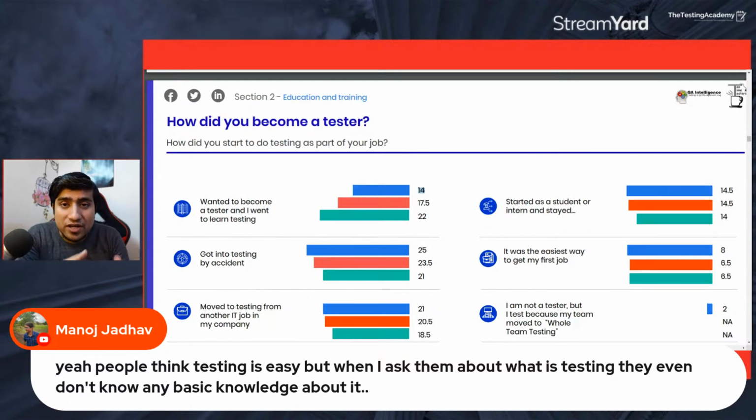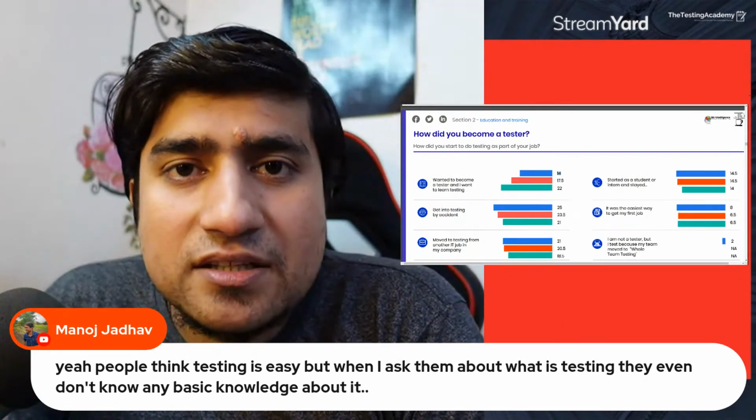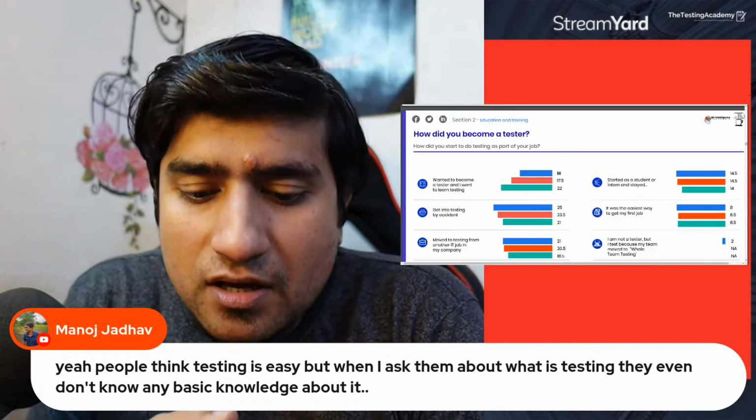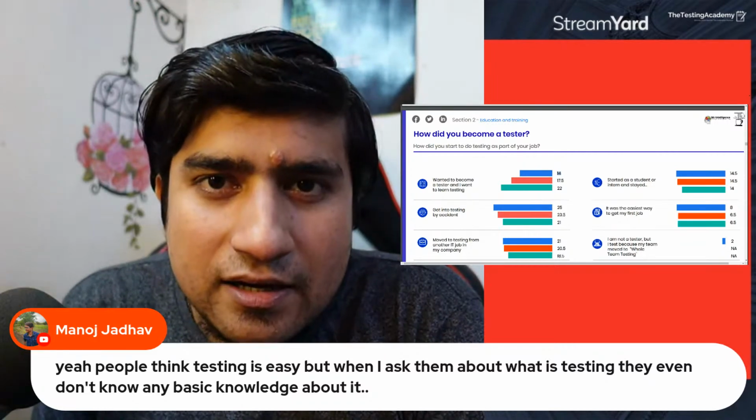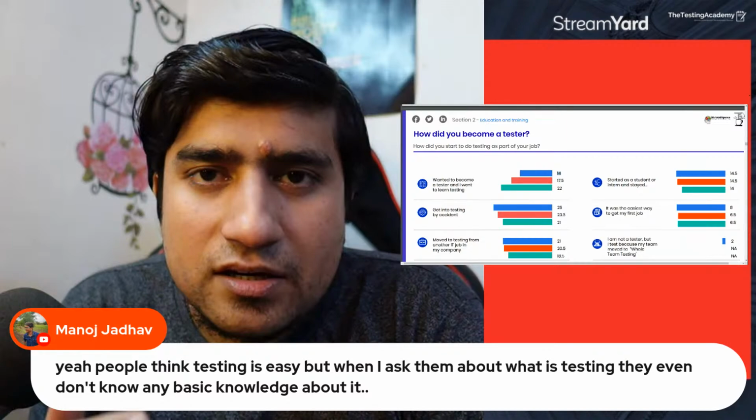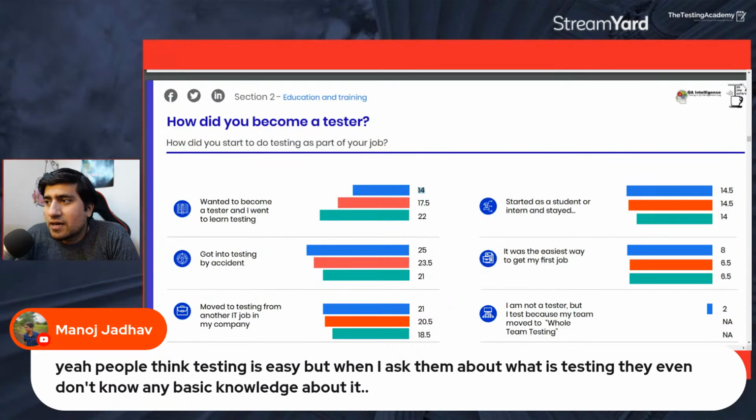So the people who are moving from another job to software testing have this perception that it's an easy job, that's why they can move to it. But no, right? This is a very interesting thing that I have read in this report. So 25% got in by accident, and there is another 14% who started as a student. Lots of people start their journey as an intern, getting an internship in a testing project. They start liking it, and after that they move to a full-time software testing job. So these people still exist, and they have the same percentage, I think 14%.